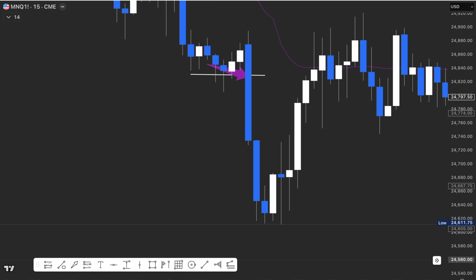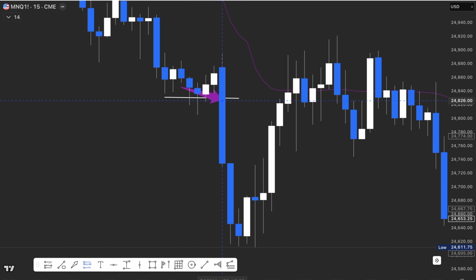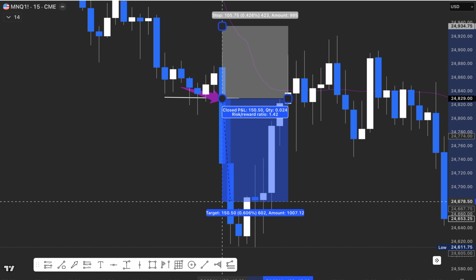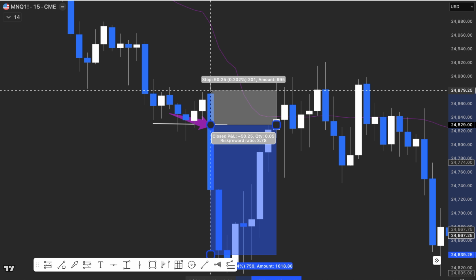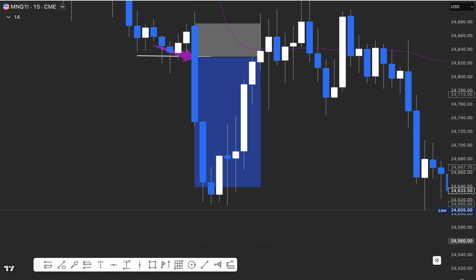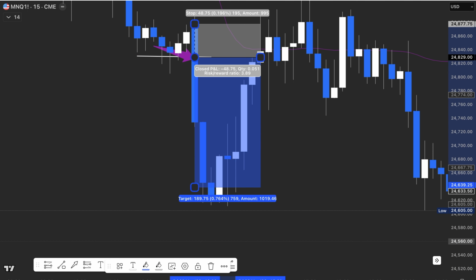And where would you target? You would target that area to the left. So this trade would look like this. Again, our stop loss wouldn't be above that wick, it'd probably be at the body. And another great trade, 341.